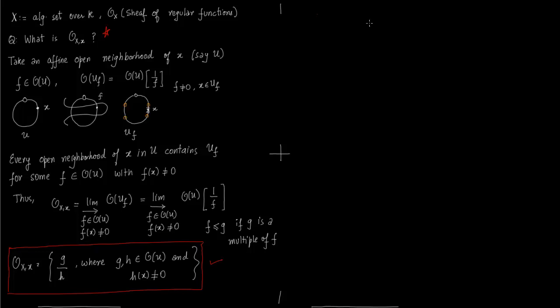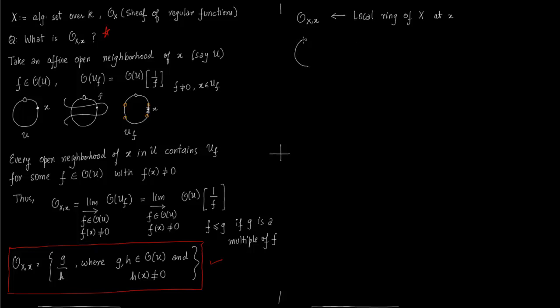So this is very important to know. What is a stalk at a point? Just some rational functions whose denominator does not vanish at that point. And it's just commonsensical now once you look at the answer that is what you wanted it to be anyway. So this O_{X,x} is called the local ring of this space X at this point x.